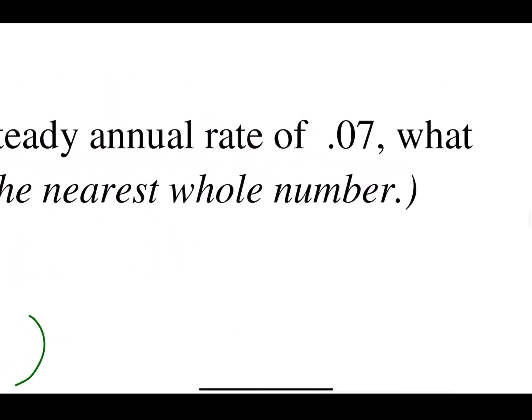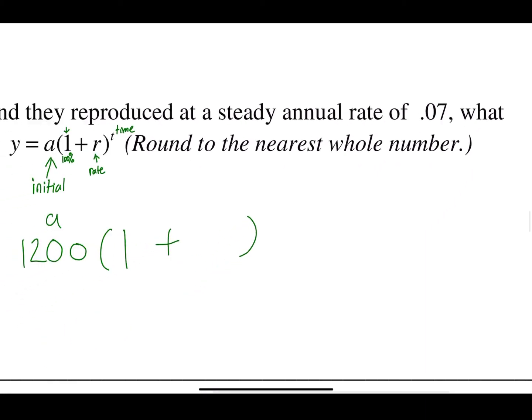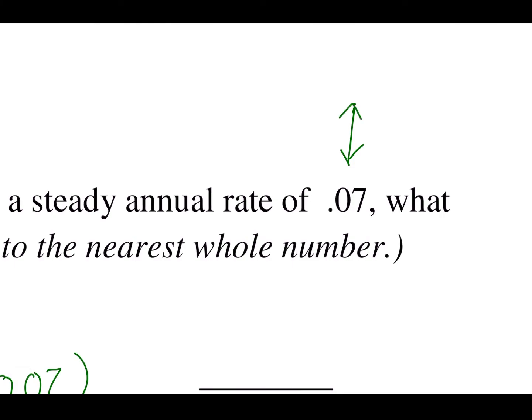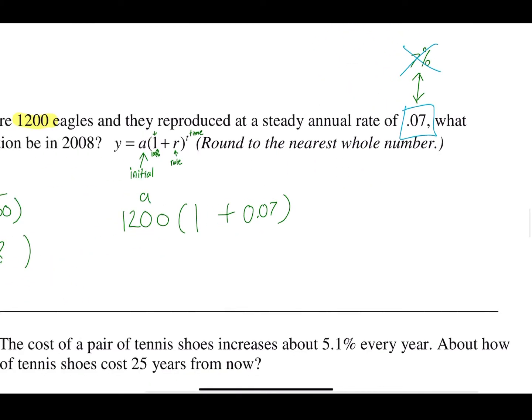The question is, can we plug in 0.07 or do we have to convert it? The answer is we can plug in 0.07. The reason why is the only time we have to convert is if they gave me this as its percentage form, which they didn't. 0.07 just happens to be 7%. We cannot plug in 7%, but we can plug in 0.07. Okay. All of this is raised to the power of t, which is time.